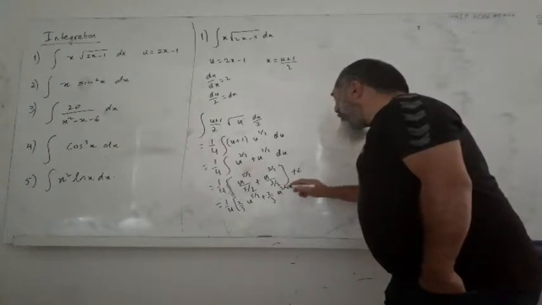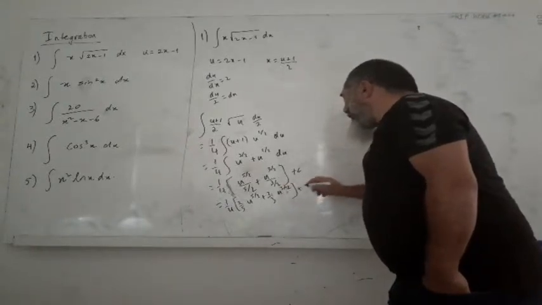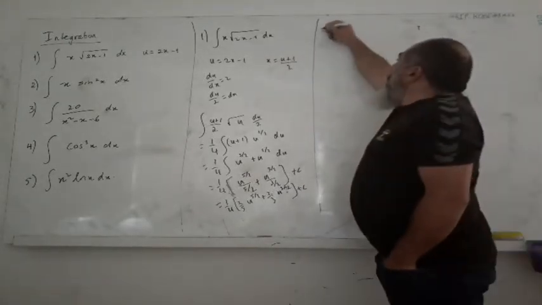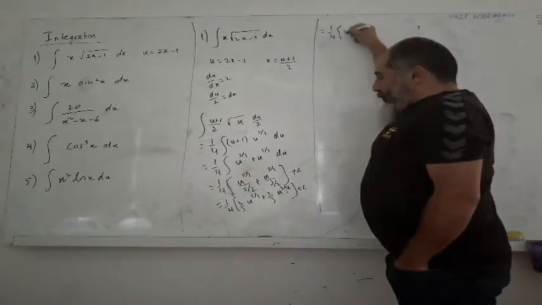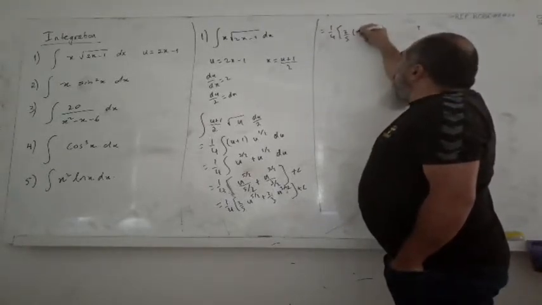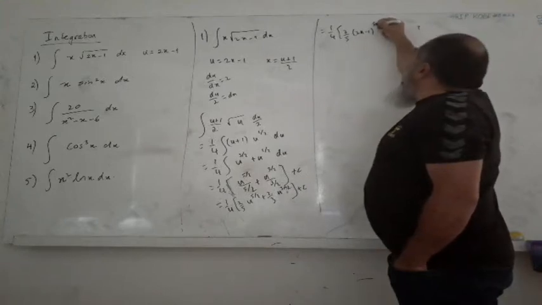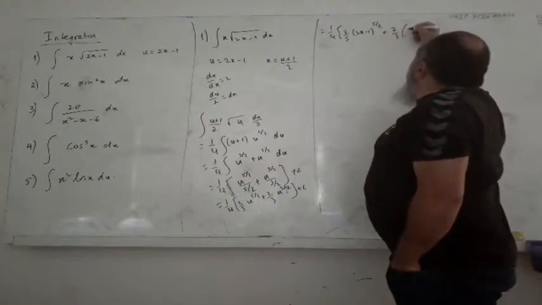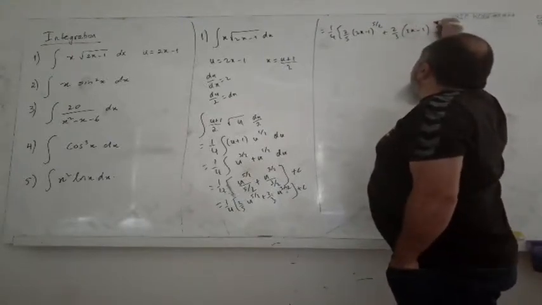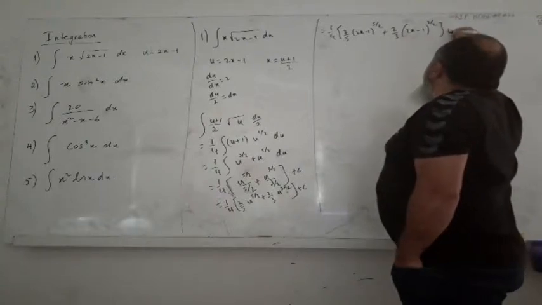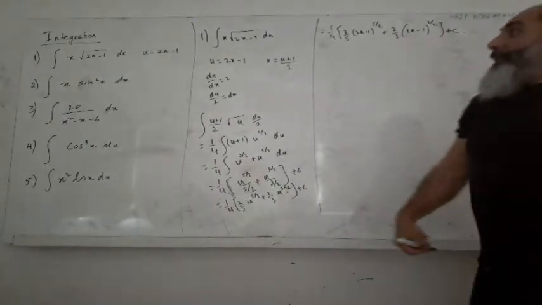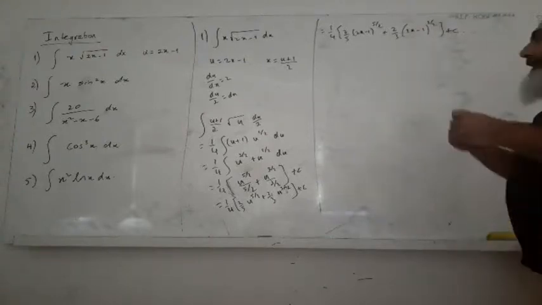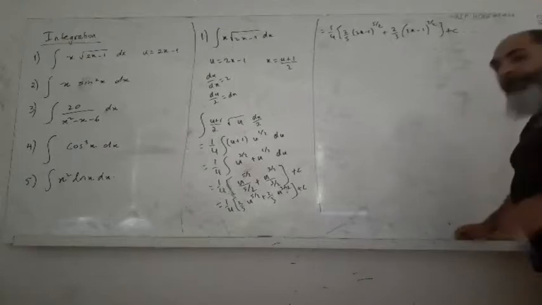plus c. And in place of u, I am going to substitute 2x minus 1. So 1 over 4, 2 over 5, 2x minus 1 to the power of 5 over 2, plus 2 over 3, 2x minus 1 to the power of 3 over 2, plus the integration constant is the answer for question 1. Let's take the picture of question 1 and carry on.